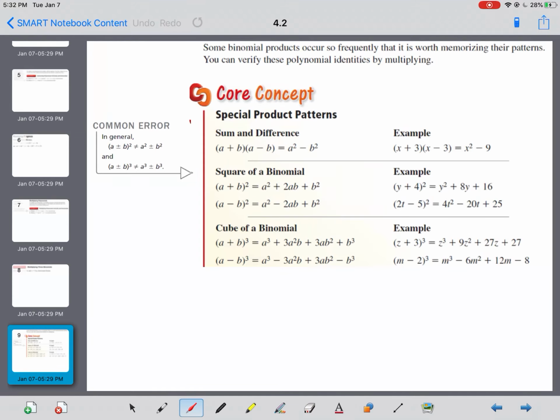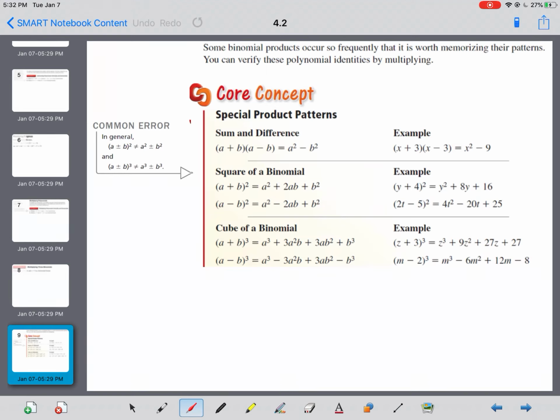The one we don't know about yet is the cube of a binomial. If you cube a binomial, so you take that thing and you multiply it times itself 3 times, it's the first thing cubed plus 3, which is the exponent you have, times a squared b plus 3 times a b squared plus b to the third.